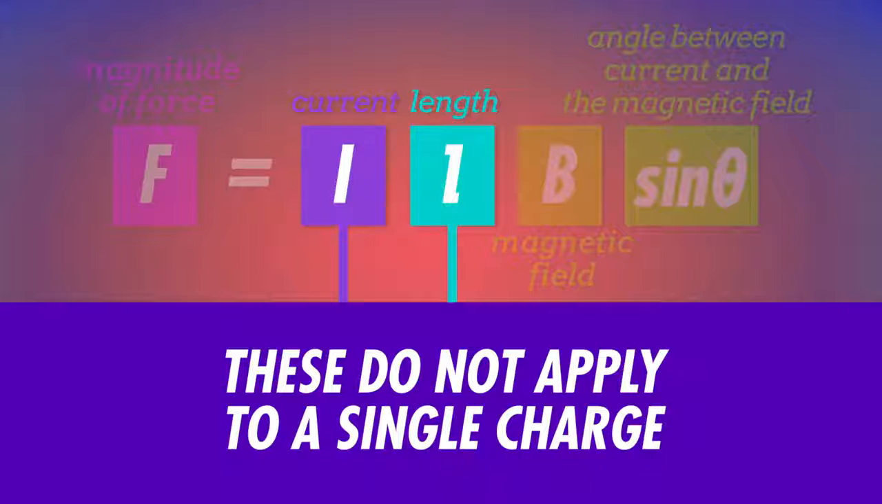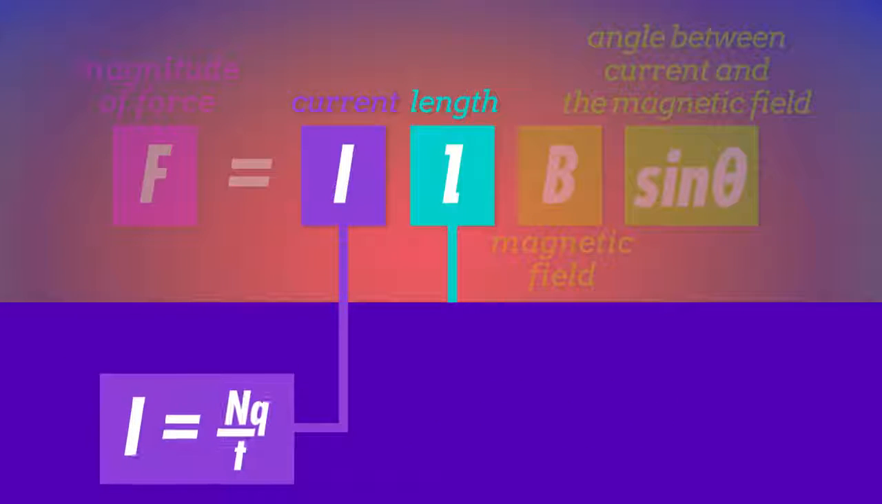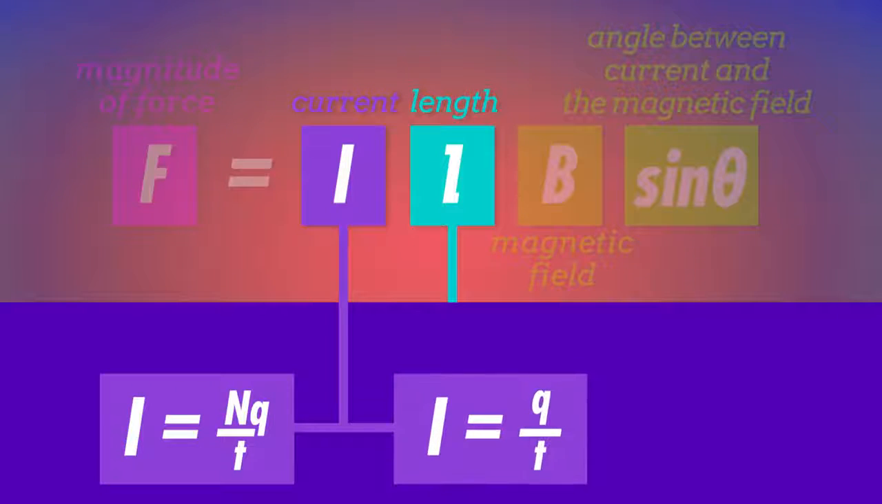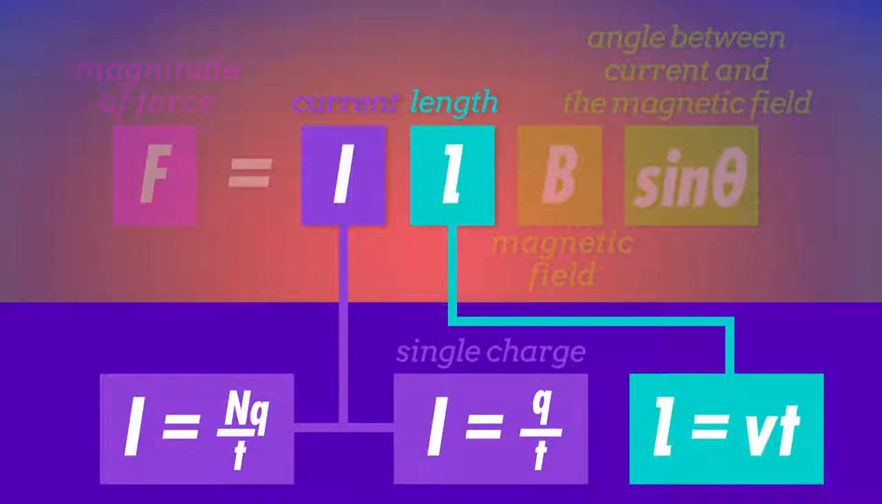Now, two of those variables don't apply to a single charge, the current I and the length L. But current is just equal to the number of charged particles passing a given point over a certain amount of time, which we'll call n, times their charge q, divided by that time t. For a single charge, n is just 1, and the length is just equal to velocity v multiplied by time.